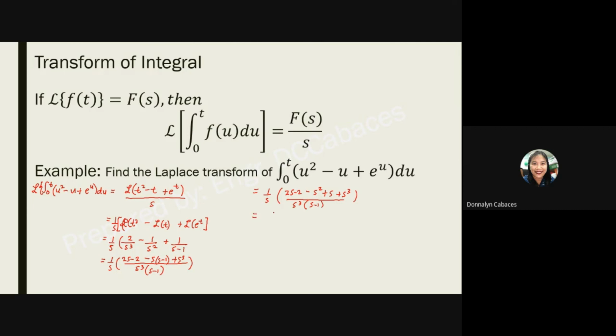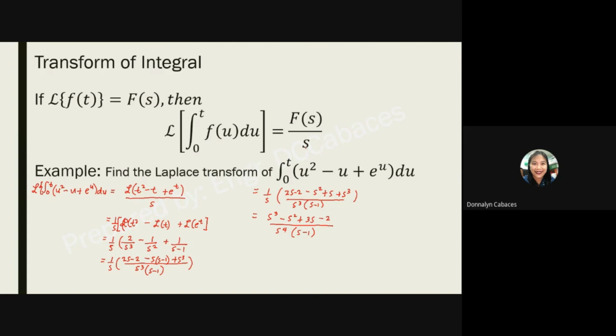That correct? And then simplifying, that would be s cubed minus s squared plus 3s minus 2 divided by s to the fourth times s minus 1. So you have this as your Laplace transform of this integral.